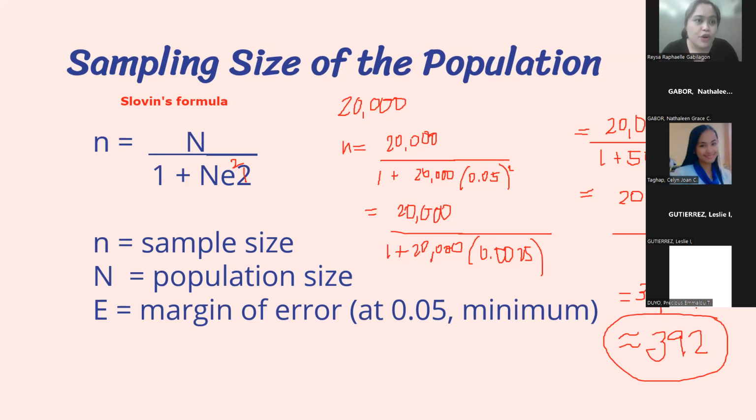If you have a population of 20,000 people, you will just be gathering data from 392 people. This is through the use of Slovin's formula. Questions or clarifications? I will be including this in your exam, so you really have to compute. So during our exam in research, please bring your calculator, unless you prefer mental math, in which case I will give big numbers. Okay? No questions?